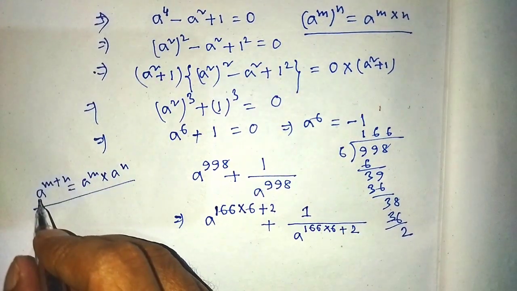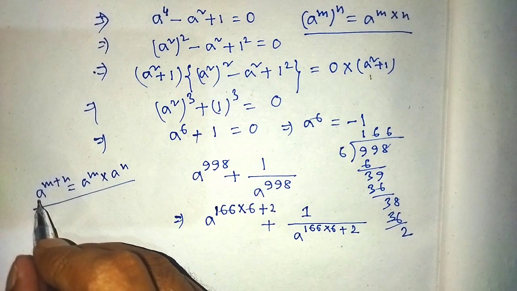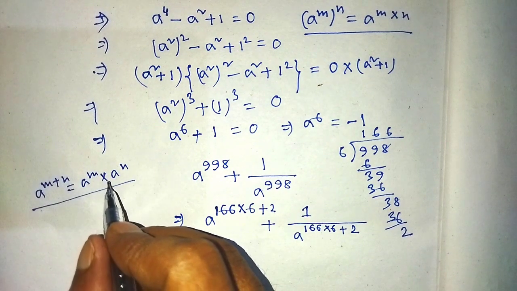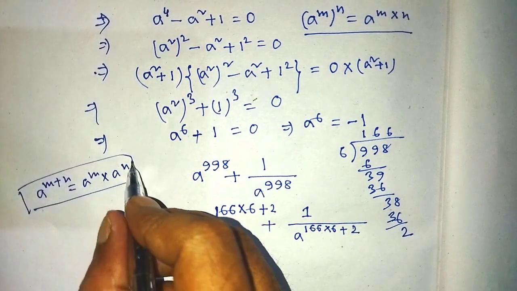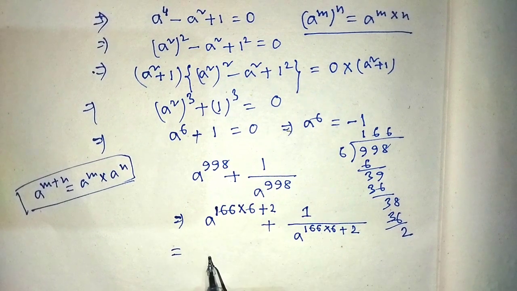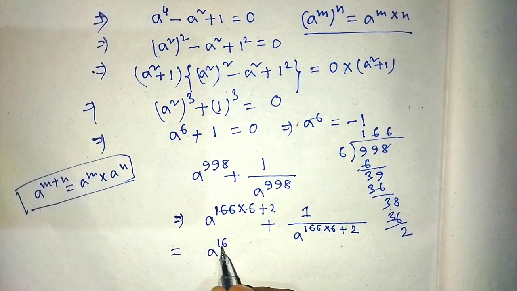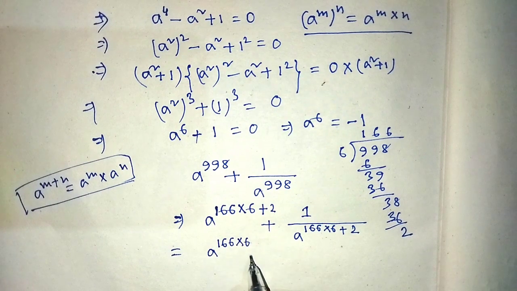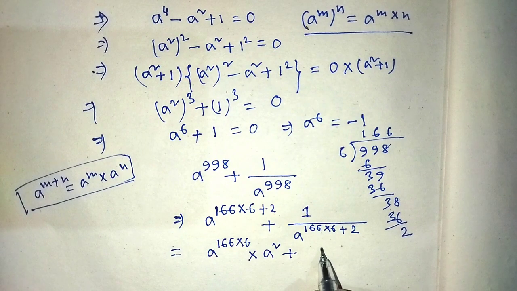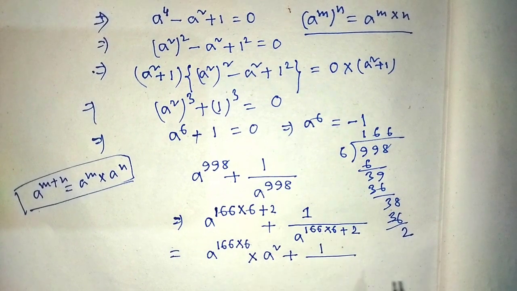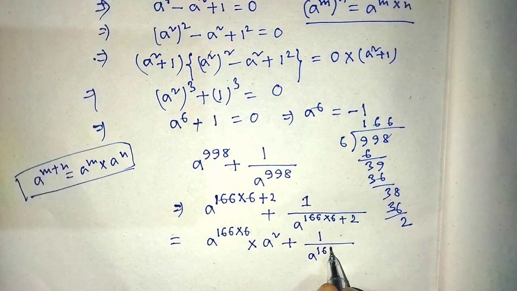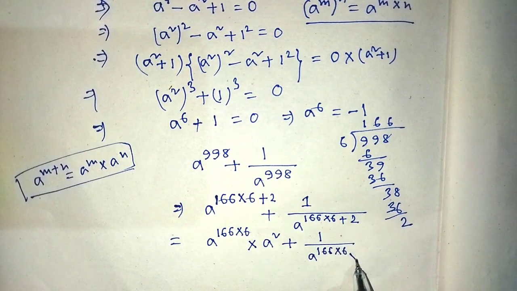Okay. So student, now we have to apply the formula a to the power m plus n is equal to a to the power m into a to the power n. So this formula we have to apply on this algebraic expression. So we can write here a to the power 166 into 6 into a square plus, now here we have to write a to the power 166 into 6 into a square.